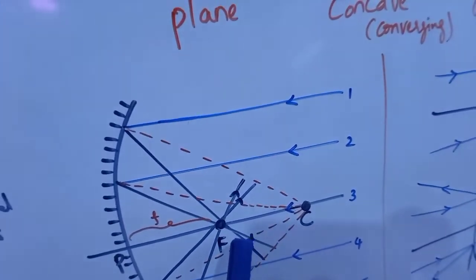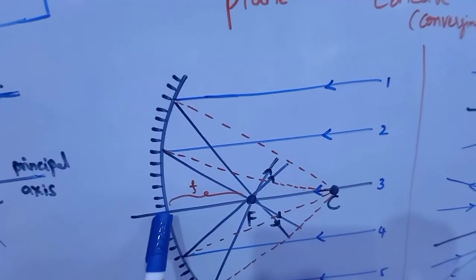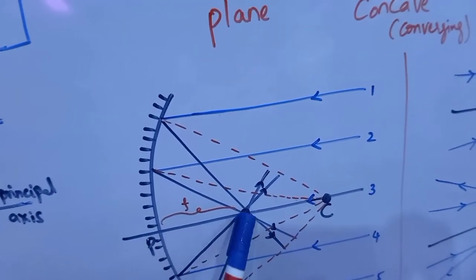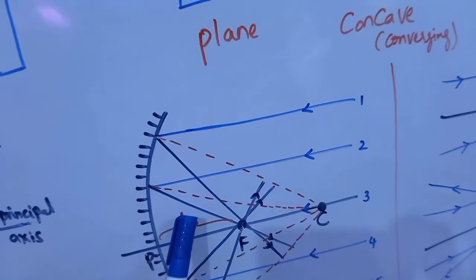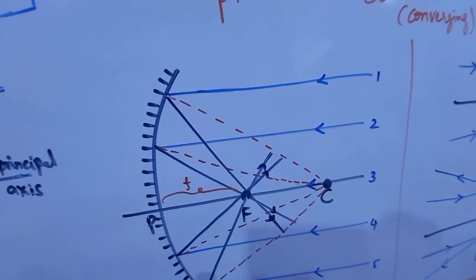If you measure the distance from this spot to the pole of the mirror, this length is called the focal length and it is represented with small f. Focal length of the mirror.